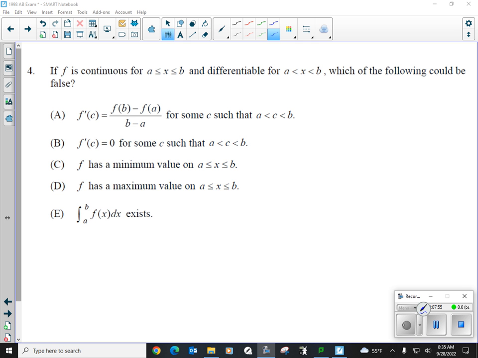This can never be false. That's that, what, intermediate value theorem? That's a rule. Between a and b, there's some point c that exists, that the average change between my endpoints has to equal the instantaneous change, or the derivative at one point in between. That's a rule. That has to be true.